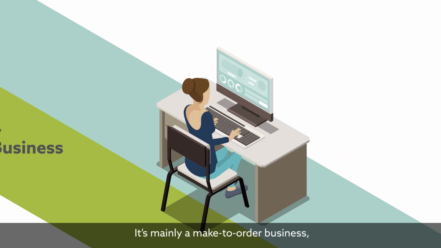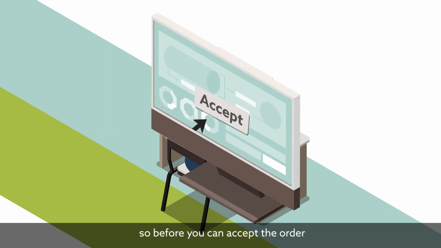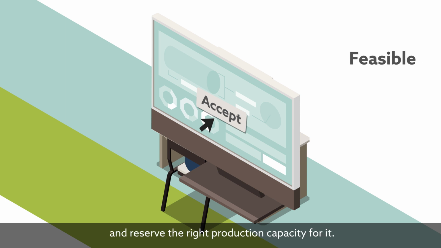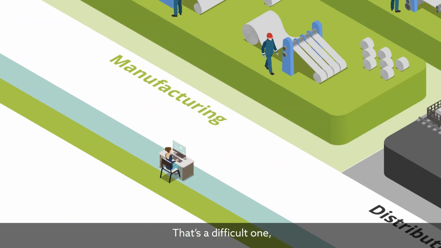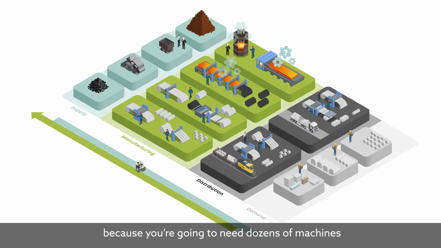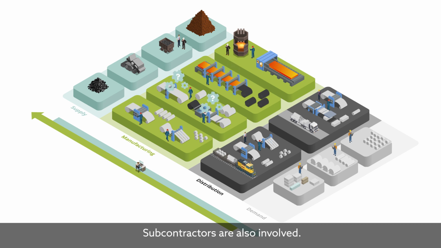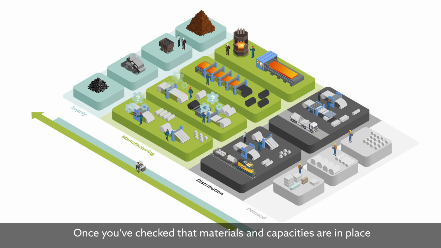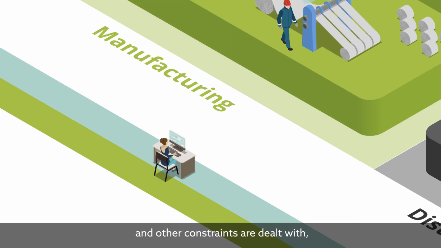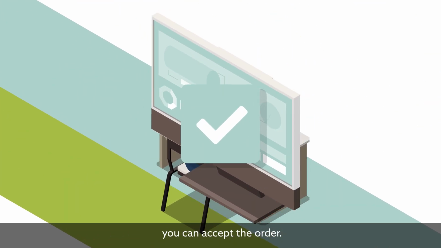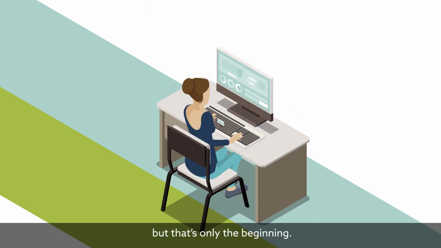It's mainly a make-to-order business, so before you can accept the order, you also need to check whether it's feasible and reserve the right production capacity for it. That's a difficult one, because you're going to need dozens of machines in complex routings across multiple plants. Subcontractors are also involved. Once you've checked that materials and capacities are in place and other constraints are dealt with, you can accept the order. So far, so good, but that's only the beginning.